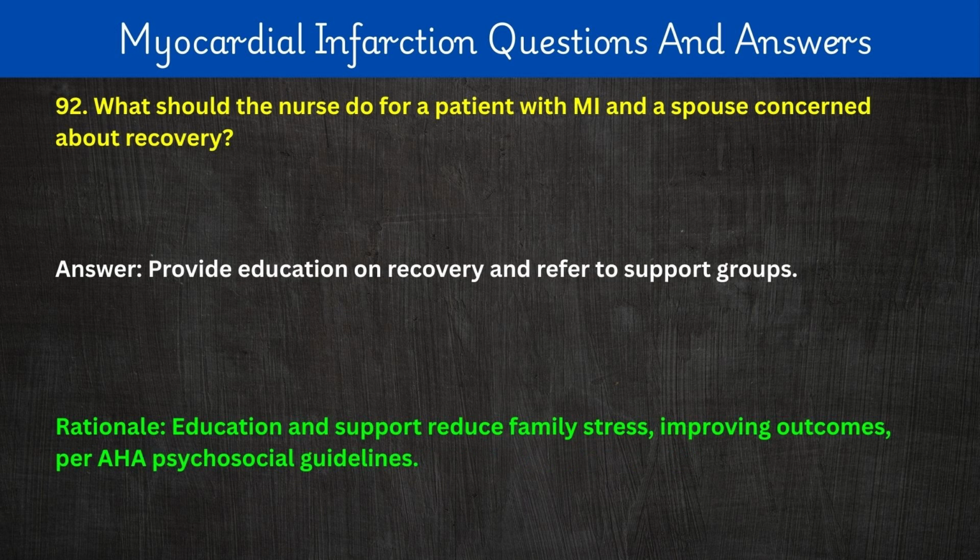92. What should the nurse do for a patient with MI and a spouse concerned about recovery? Answer: provide education on recovery and refer to support groups. Rationale: education and support reduce family stress, improving outcomes, per AHA psychosocial guidelines.